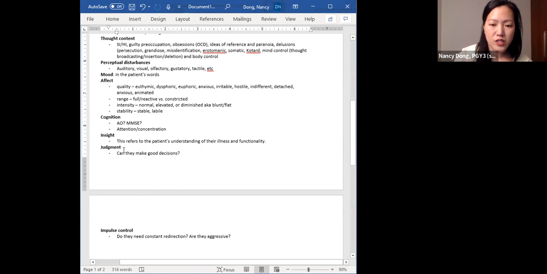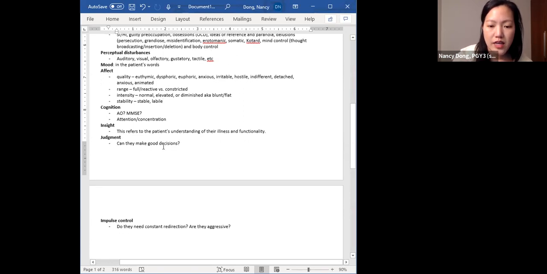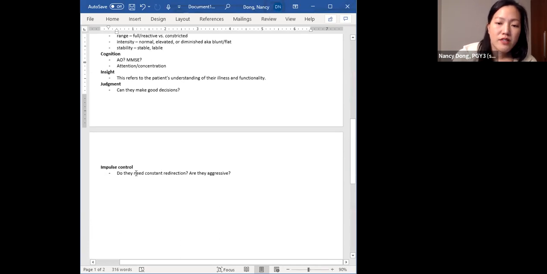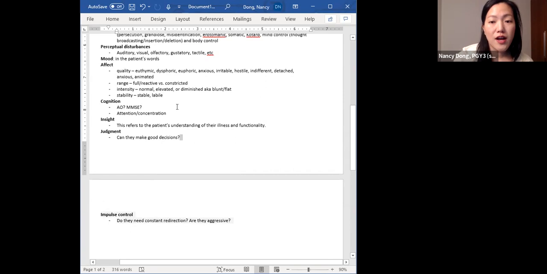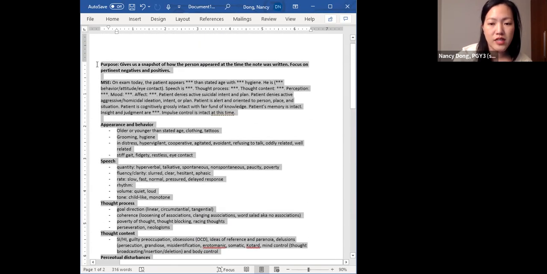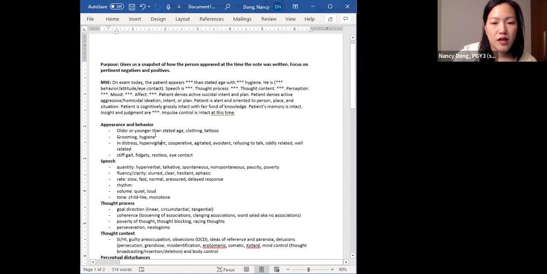And then judgment, can they make good decisions? And impulse control, are they aggressive? Do they need constant redirection? Are they getting into fights all the time? That helps you describe their impulse control. You don't have to speak on all of these for every single person that you see and evaluate, but pertinent positives and negatives are helpful. And I'm going to stop there.